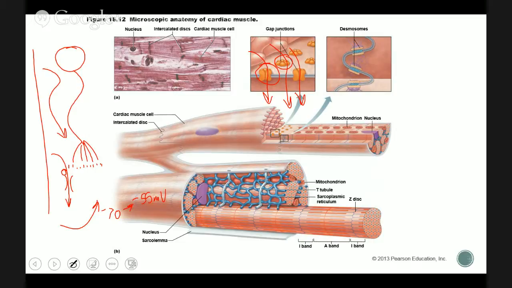This allows all the cells of the heart to contract as a unit. And this is very important because you need your entire atrium, for example, to contract at the same time. And then you need your ventricles to contract at the same time. And so the gap junctions allow for your heart to contract efficiently and effectively.